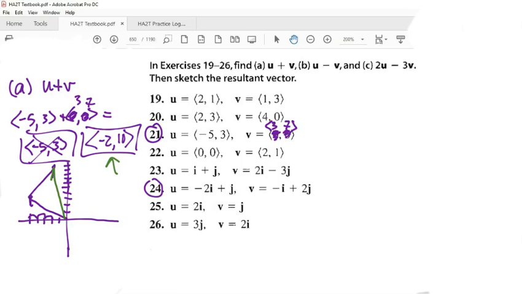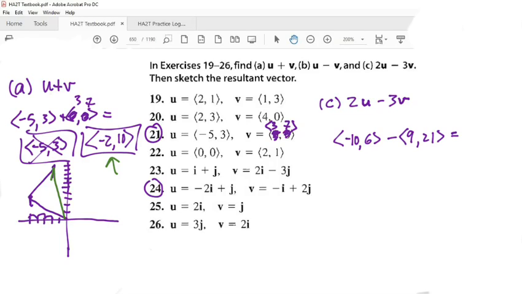I'm going to try to speed this up a little bit. I'm not going to do the graph this time, but you can. Let's do C. It says 2 times the U vector minus 3 times the V vector. The U and the V are supposed to be bold, but I guess I could press harder. So 2 U's would be negative 10, 6, and we're supposed to subtract 3 V's, because that's 9 and then 21.